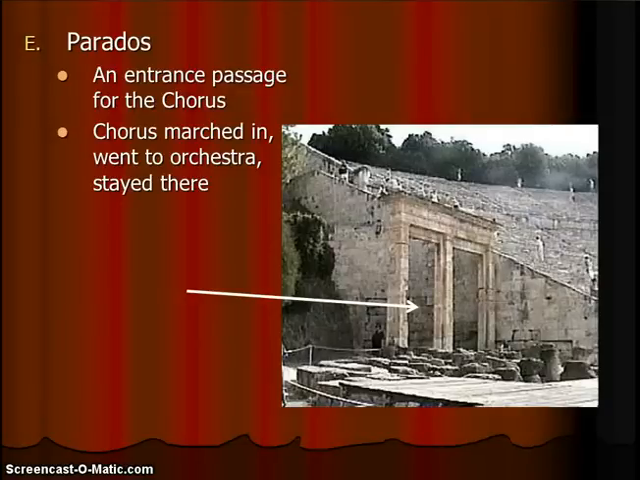The parados is an entrance passage for the chorus. The chorus marched in through these entrance ways that are here on the side. And they went to the orchestra area and stayed there for the entire production. Sometimes these were an hour and a half, 2-hour plays, and the chorus played a role in each one of the plays, and they would stand there and stay there for the entirety of the production.